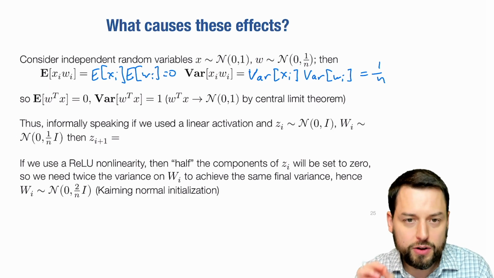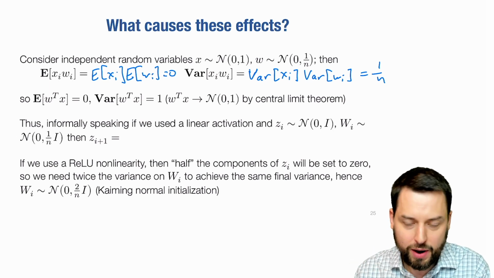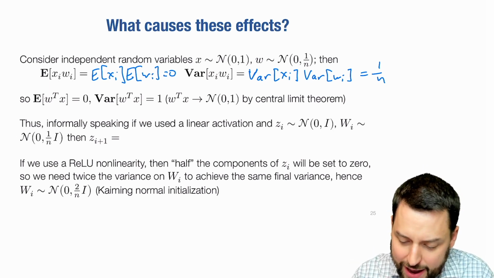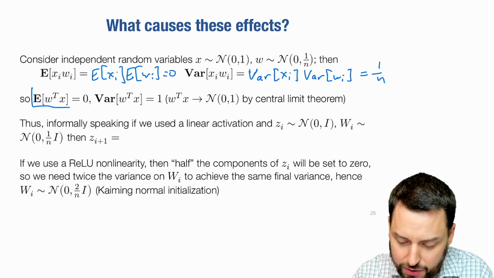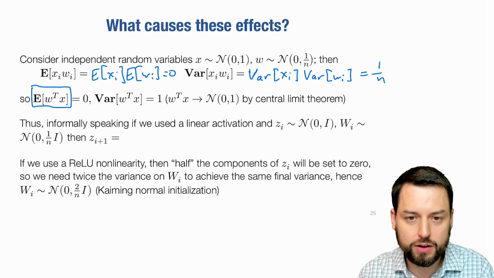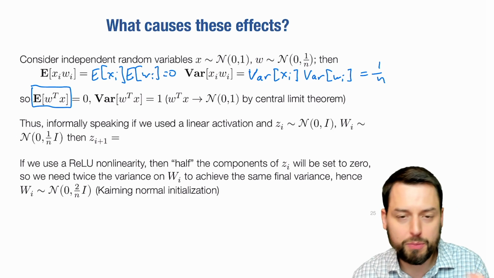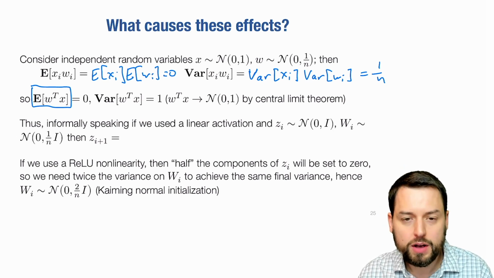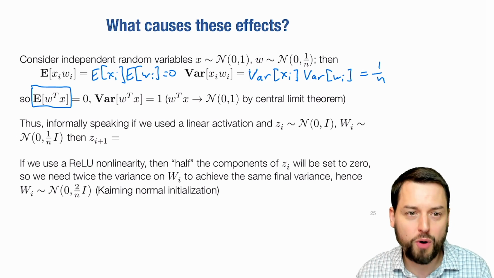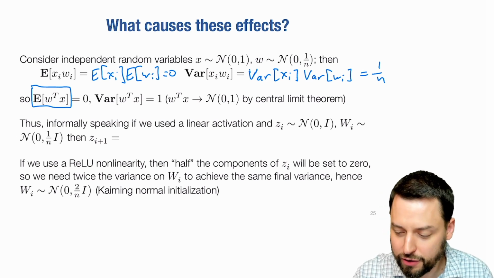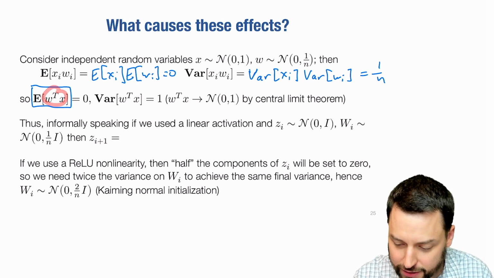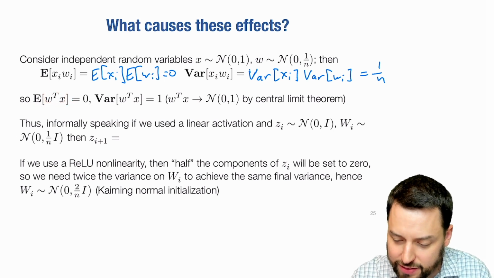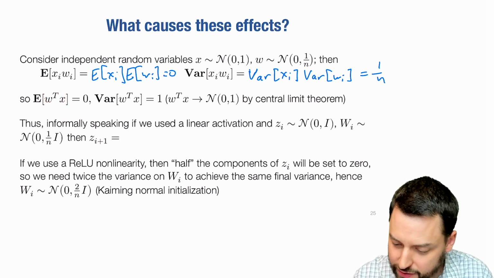And that's for a single product between xi and wi. But what we actually want to compute now is this: what we're doing in a network is not taking a single product between one weight and one dimension of the input. We're actually taking an inner product of all our weights and all our inputs here, right? So we're taking this inner product here.